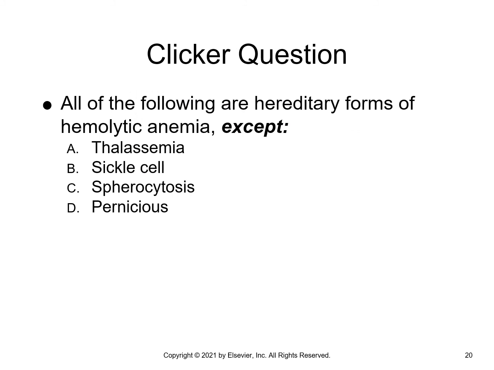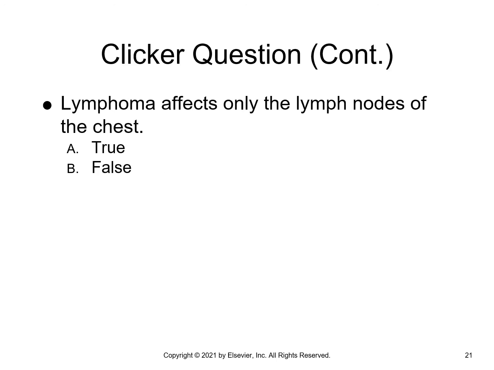So that brings us to our first clicker question. All of the following are hereditary forms of hemolytic anemia except pernicious. Lymphoma affects only the lymph nodes of the chest. This would be false.